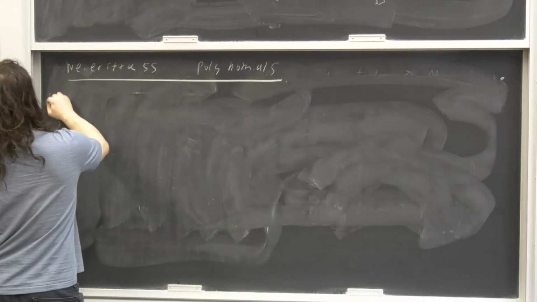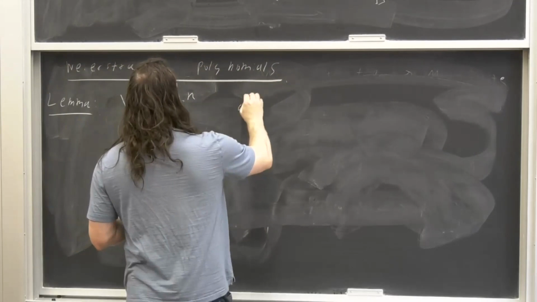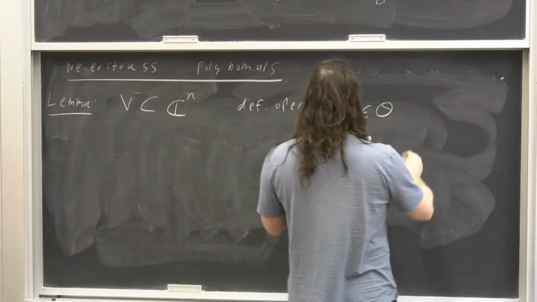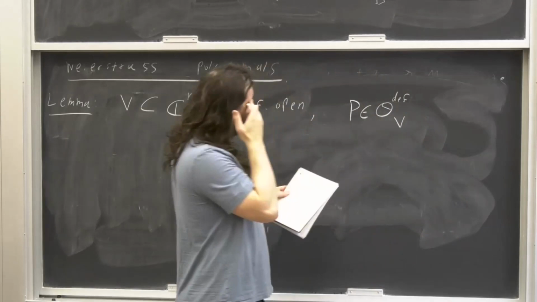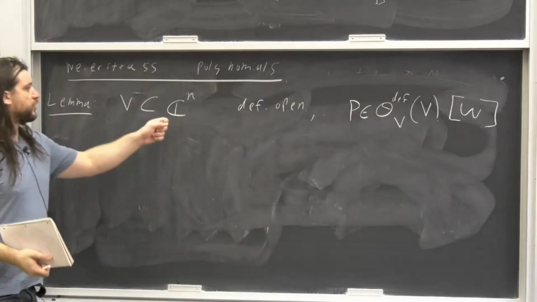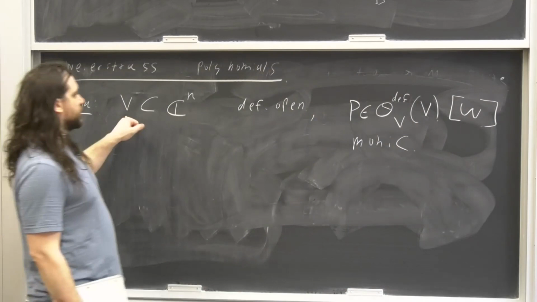So, here is what we need from that. Suppose we have V in some C^n, definable and open, and we have P, a polynomial with coefficients in O(V), in this new coordinate W, which is monic. P is a monic polynomial of some degree with coefficients in V.